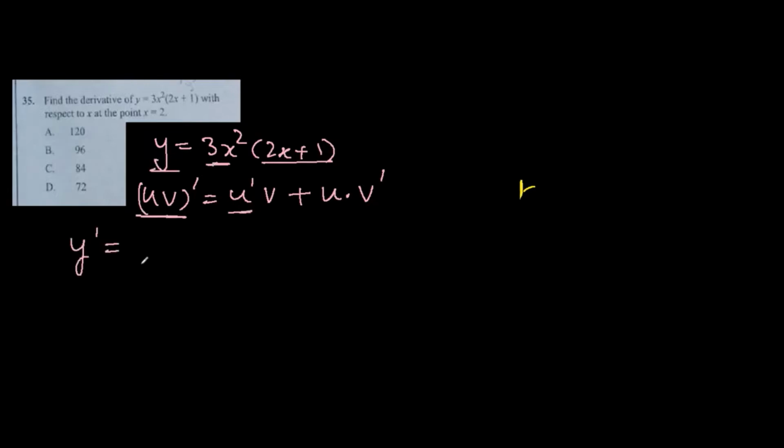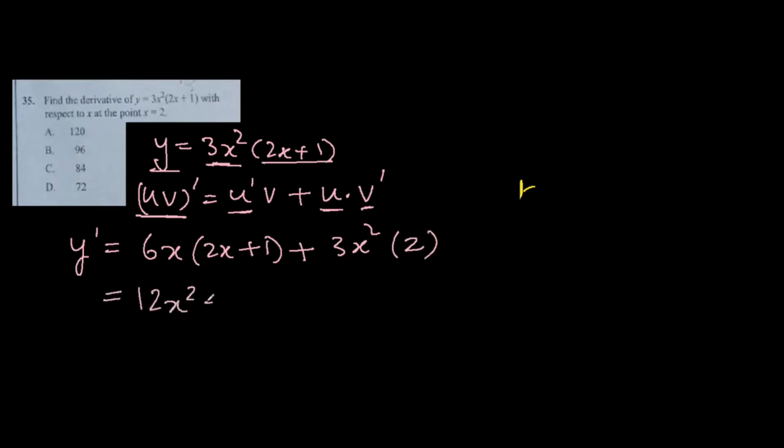Okay, now we have to differentiate the first part, which is 3x squared. Let's differentiate, we get 6x. But we will not touch 2x plus 1, it will remain that, plus. Now 3x squared will be unaffected. Now we will differentiate the second part, and the differentiation of 2x plus 1 will be just 2, equal to 12x squared plus 6x plus 6x squared. And that comes out to be 18x squared plus 6x.